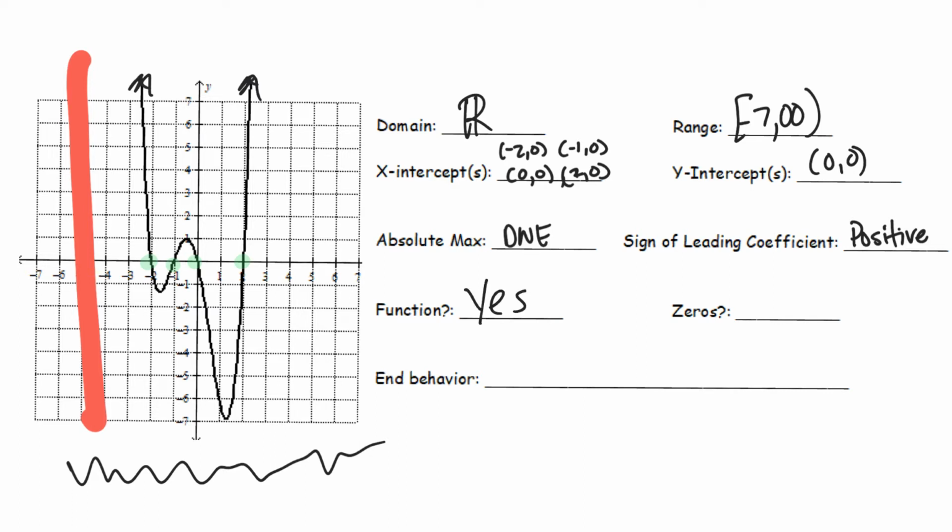So yes. Zeros, we already have those with the x-intercepts. It's just a matter of listing them. So we could use set notation, or you could do a list. Either is acceptable.